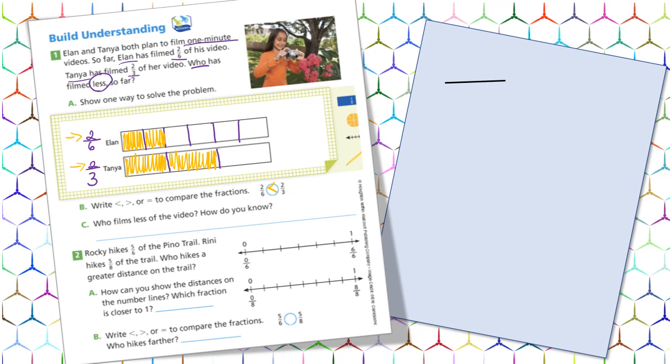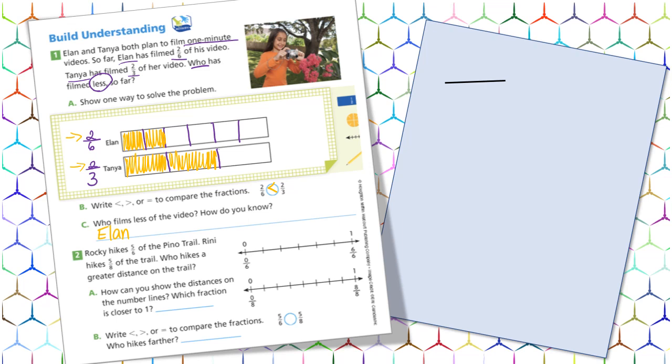C, who films less of the video? How do you know? Well, Alon films less. And we know because we compared our models and we see that 2 parts out of 6 is less than 2 parts out of 3.